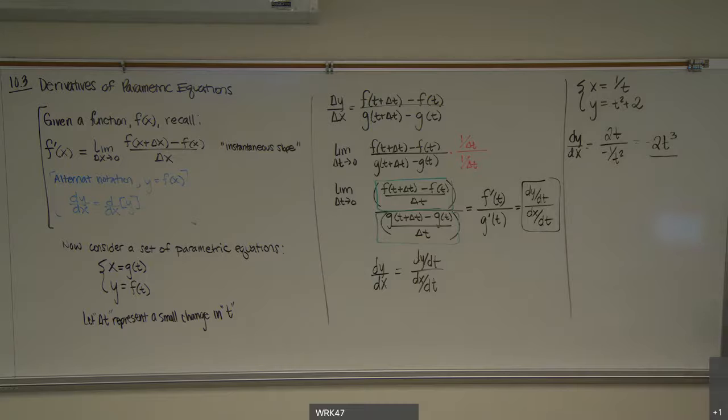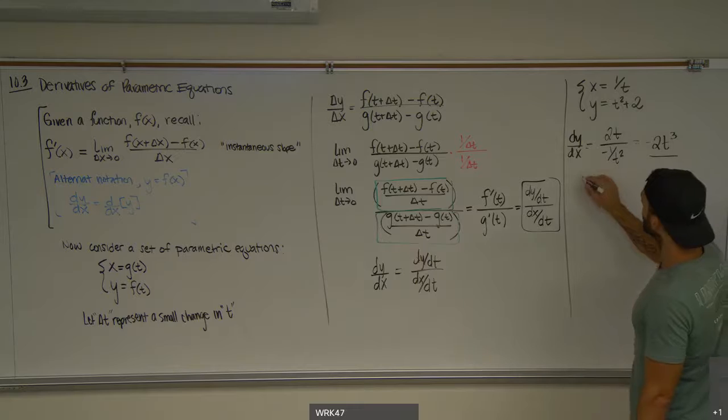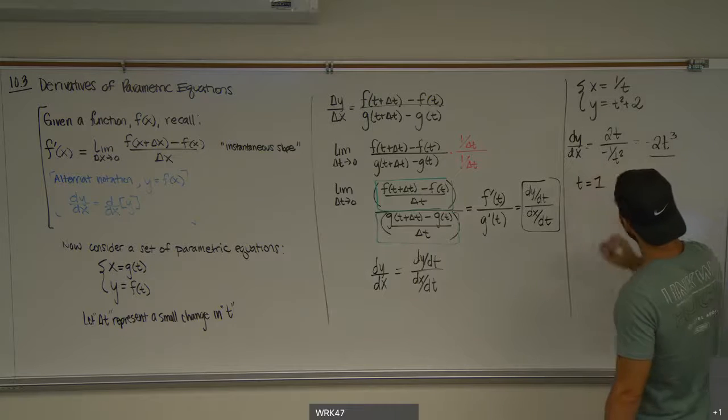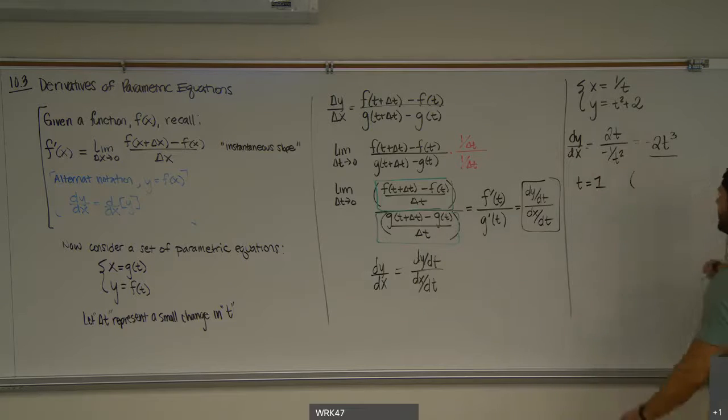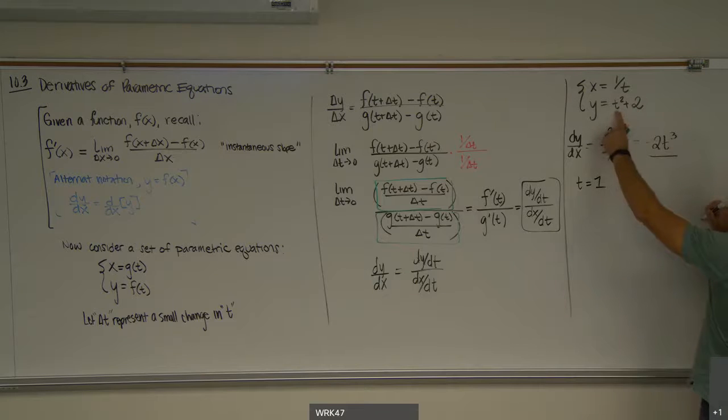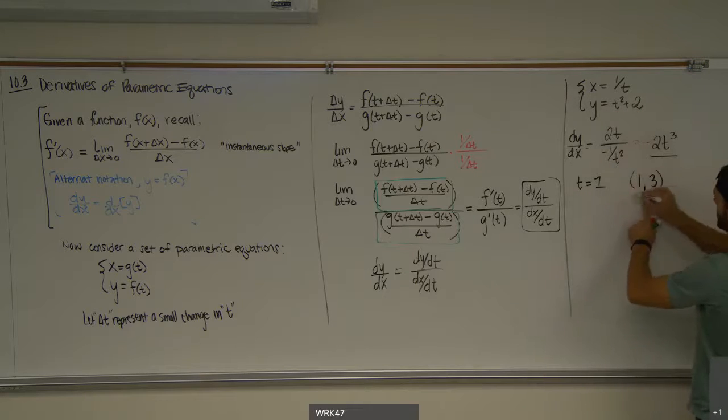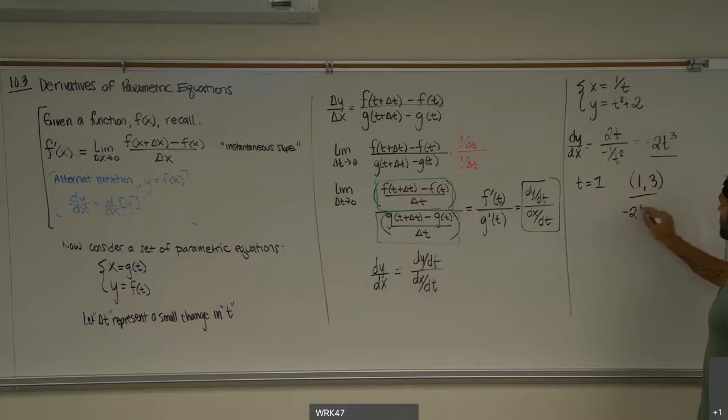And so this tells me the instantaneous rate of change at a given t value. And so when t equals 1, for example, what's the point we're given? When t equals 1, the x coordinate is 1, and the y coordinate is 3. So that's the point we have. When t equals 1, the slope is negative 2 times t, which is 1 cubed. So we get negative 2.